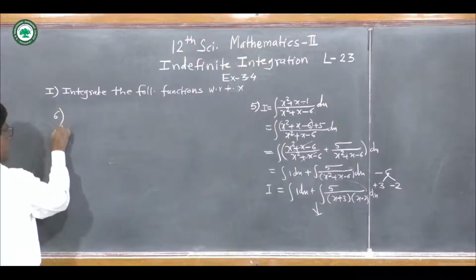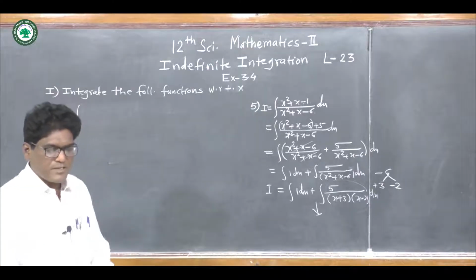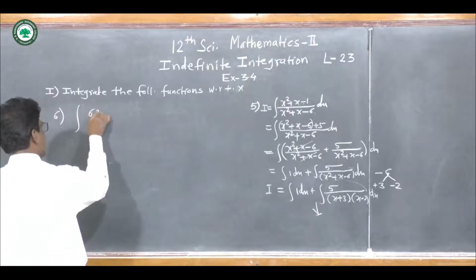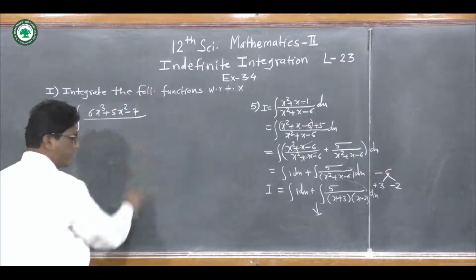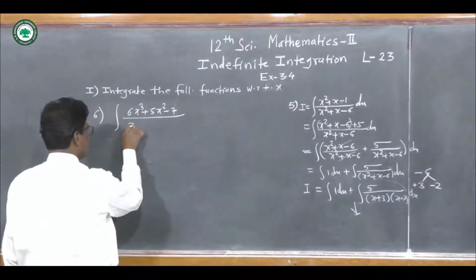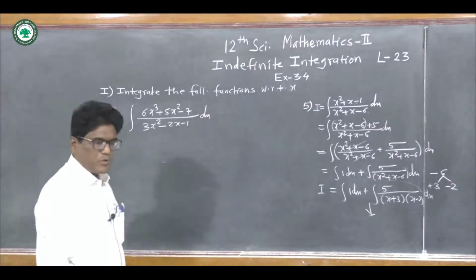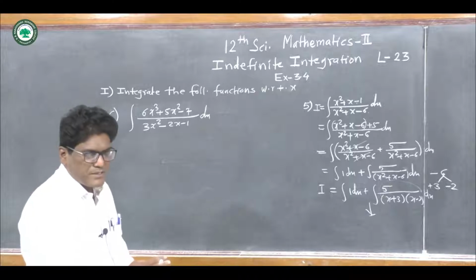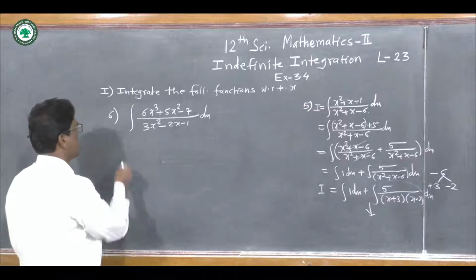Sixth problem, integration of 6x cube plus 5x square minus 7 divided by 3x square minus 2x minus 1 dx. So the problem here is the integration of (6x cube plus 5x square minus 7) divided by (3x square minus 2x minus 1) dx. We call this I.